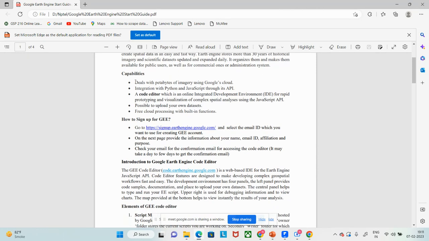You can see it deals with petabytes of imagery using Google Cloud. It is very fast. The time Python takes to process, here you take very little time, and it is free.